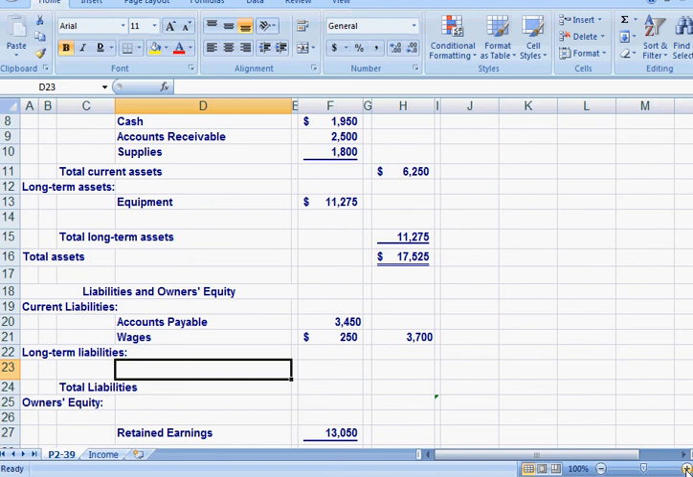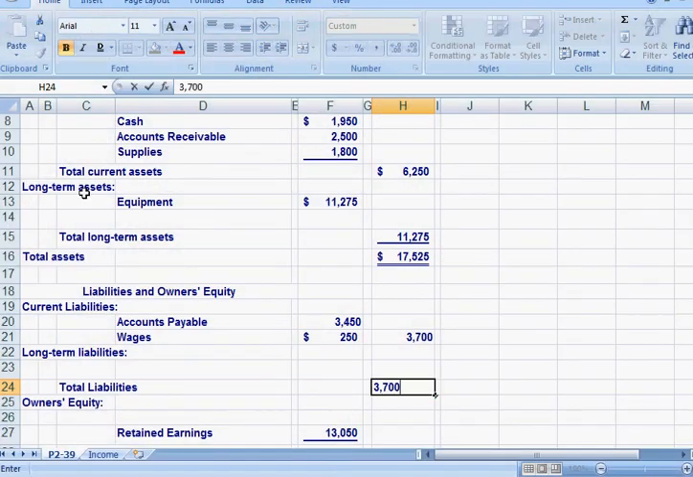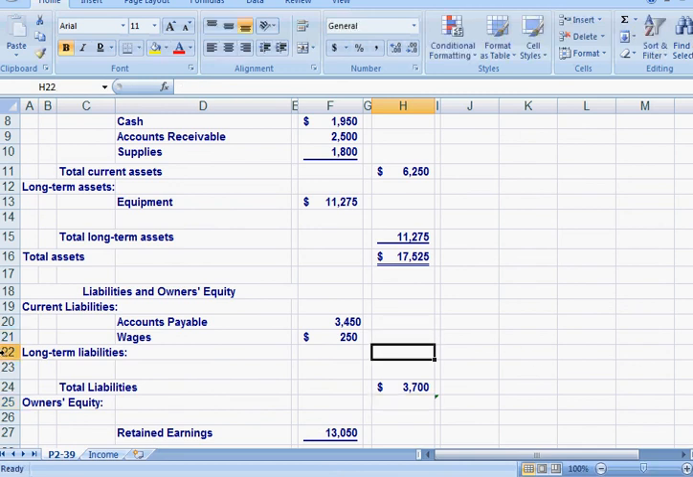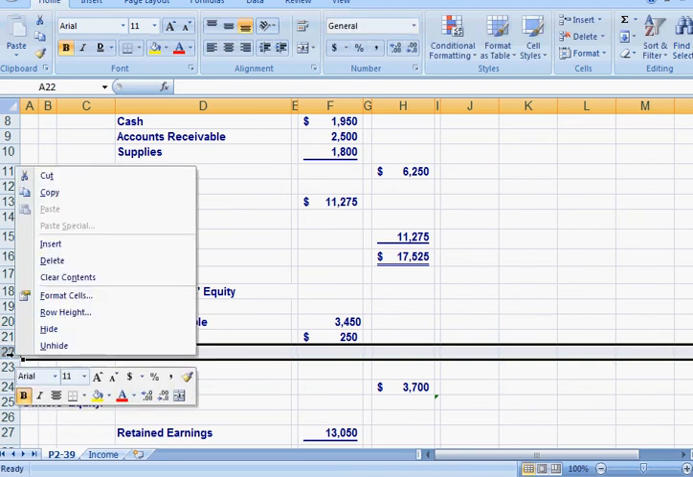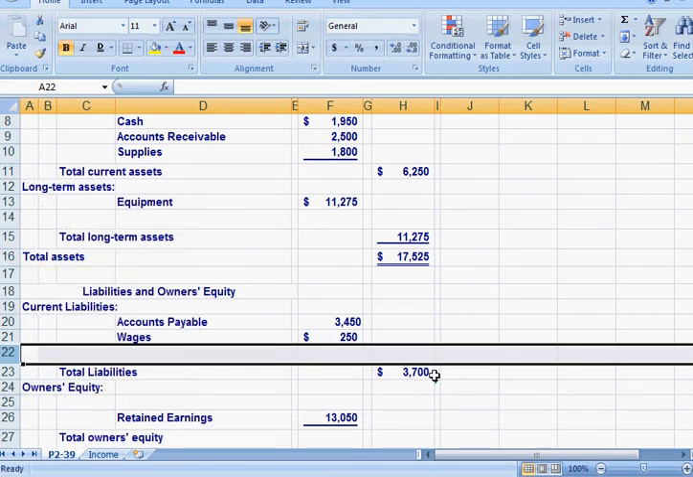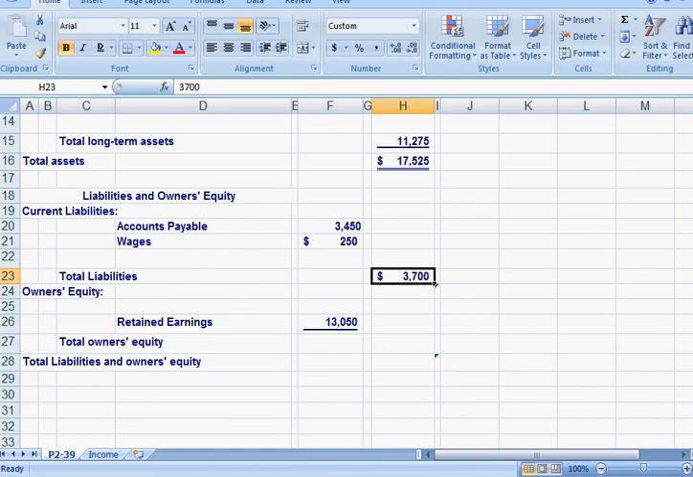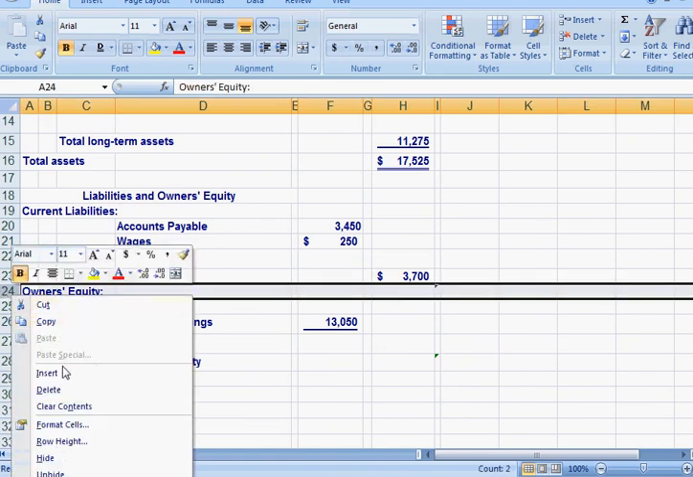So the next thing we look at is our long-term liabilities, and in this case we don't have any. So all we're going to do is leave that blank, and we're going to put total liabilities of $3,700. So actually, we wouldn't even need this. We could get rid of this and only have current.